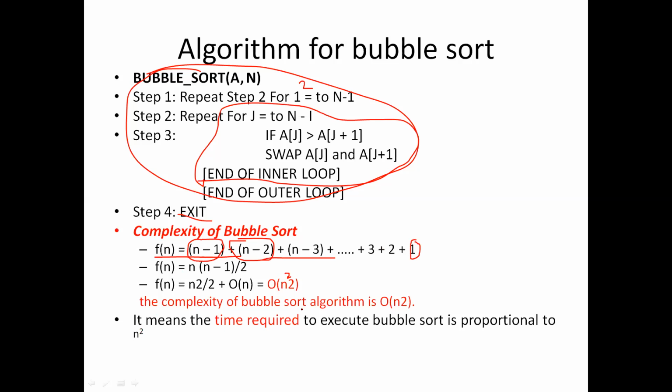The complexity of the bubble sort algorithm is order of n square, the big O, which is nothing but the worst case. It means the time required to execute bubble sort is proportional to n square. When I give 5 elements, it takes 5 square, 25 units of time, to execute the bubble sort. This is the complexity of the bubble sort.